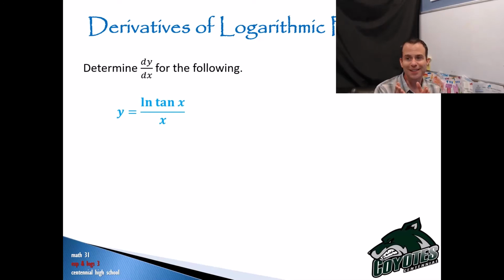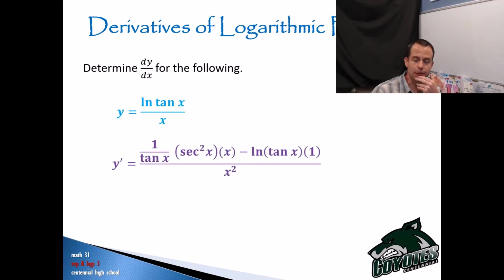Okay, so that's going to give me 1 over tan x times secant squared x times g, which is just x, minus f, which is ln tan x, times the derivative of g, which is just 1, all over g squared, which is x squared. So this is where we are. I've got 1 over tan x times secant squared x times x, that was my g, minus f times the derivative of g over g squared.